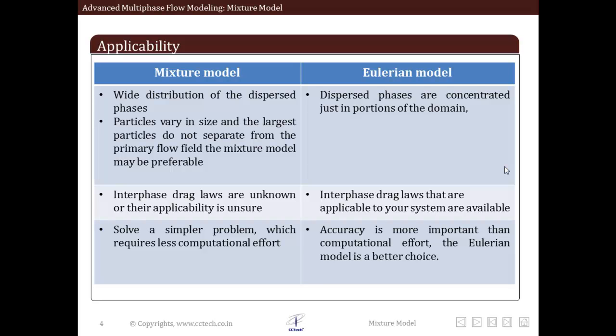Next criteria is the computational effort and the time. If we have a simpler problem and we require a quick solution, it is always recommended to go for a mixture model because it is computationally less costly. That is, it requires less computational time. But if we require a highly accurate solution and we know all the details of the drag laws, then it is always recommended to use the Eulerian model because it will give more accurate results, but it will also consume more computational effort. So these are the basic three criteria based on which you can make a decision whether to go for a simplified mixture model instead of using the detailed Eulerian model.